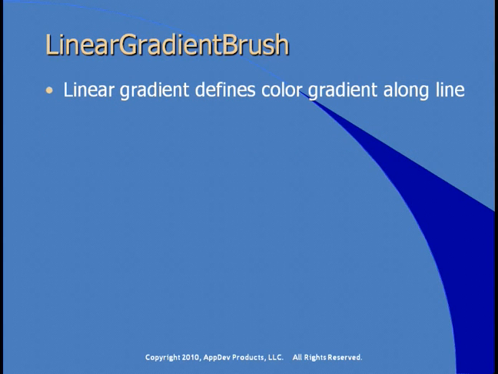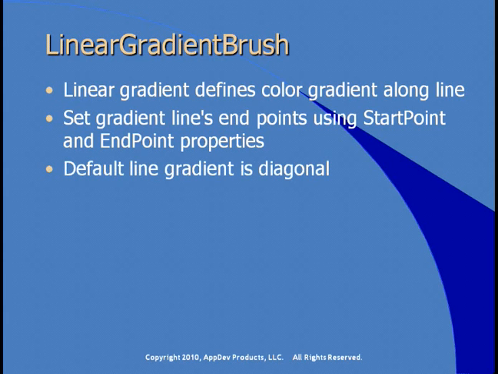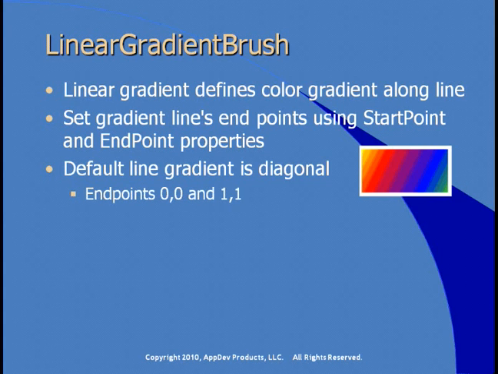Now, the linear gradient brush defines a color gradient along a line. You set the gradient line's endpoints using the start point and end point properties of the linear gradient brush. The default line gradient in Visual Studio is diagonal. If you just create a gradient, that's what you're going to get. The endpoints will be at 0, 0 and 1, 1. Clearly, the upper left corner is 0, 0, and the lower right corner is 1, 1.